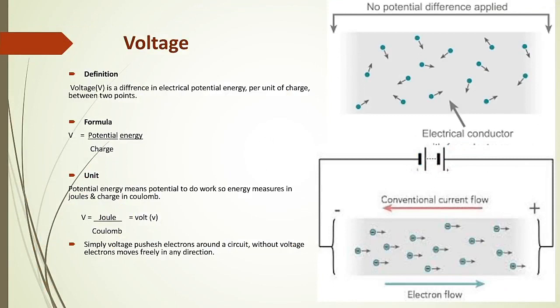Simply, voltage pushes electron around a circuit. Without voltage, electron moves freely in any direction. See figure 1. No potential difference is applied. Then electron moves freely in any direction. And in figure 2, if we apply potential difference, then voltage pushes electron around a circuit.